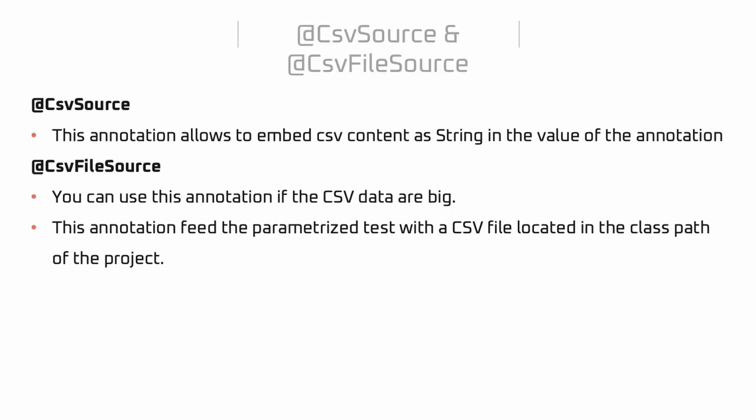Another way to define the source of arguments for parameterized tests is using comma-separated values. This can be done using the annotation CsvSource, which allows to embed CSV content as string in the value of the annotation. If the CSV data are big, it might be more convenient using the CsvFileSource annotation instead. This annotation allows to feed the parameterized test with a CSV file located in the classpath of the project. So let's switch to IntelliJ to see some examples for CsvSource and CsvFileSource annotations.